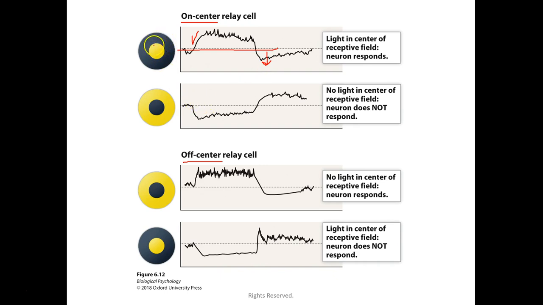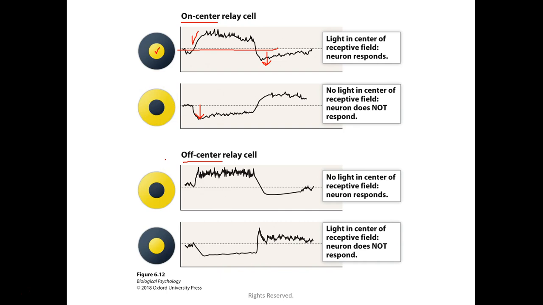So when light hits the center of an on-center cell, it causes this cell to become really activated. On the other hand, if light hits the outside, the outer circle or the surround, it causes the cell to become inhibited or hyperpolarized. Right? So on-center cells become activated or turn on when the center of their visual field is brighter than the surrounding portions of their visual field. That's why they're called on-center cells. And they respond in opposite ways to light hitting the center versus the outer circle of their receptive field.